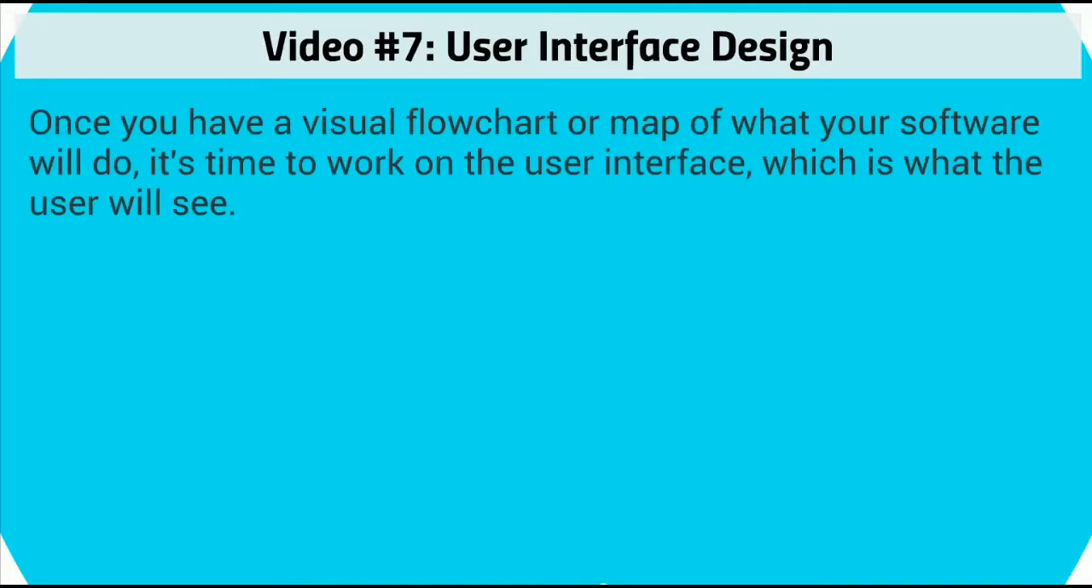So once you have a visual flow chart or map of what your software will do, it's time to work on the user interface, which is what the user is going to see. So the flow chart really was for you to understand and for the programmer to understand, but the user interface is also for the programmer, and so that you have an idea of how things are going to be laid out and all of that.